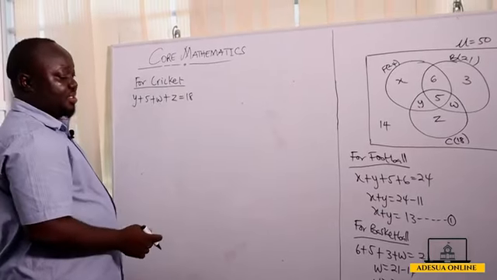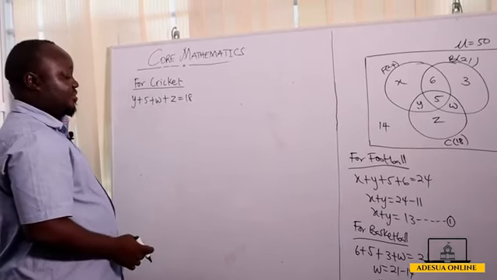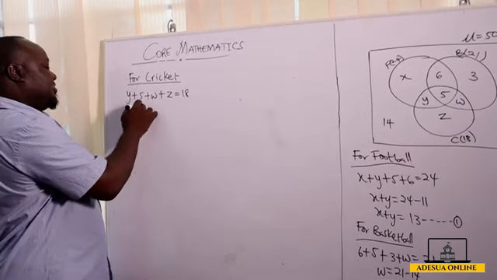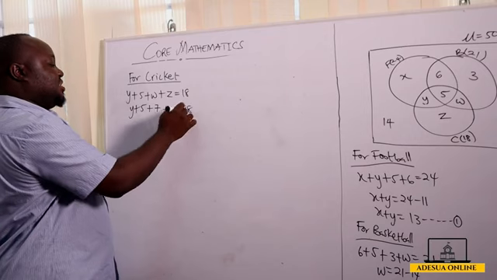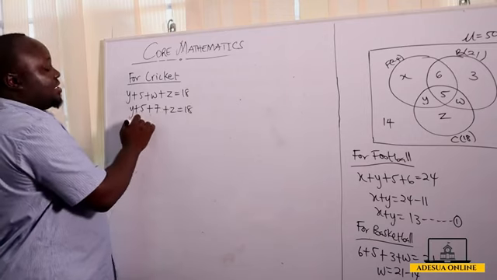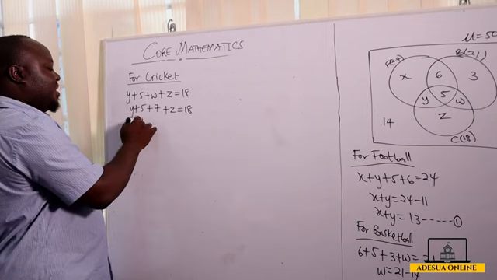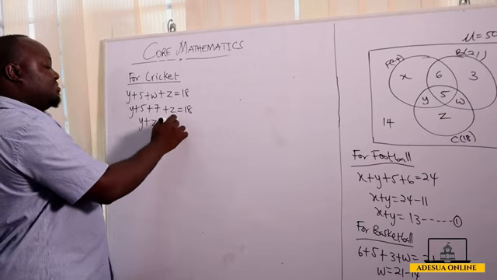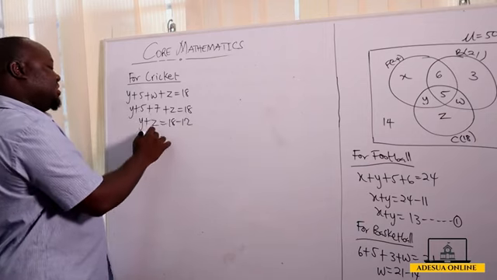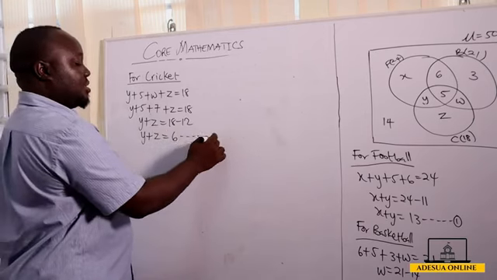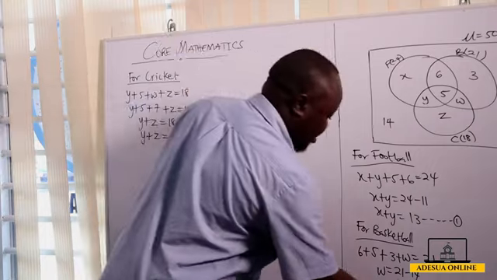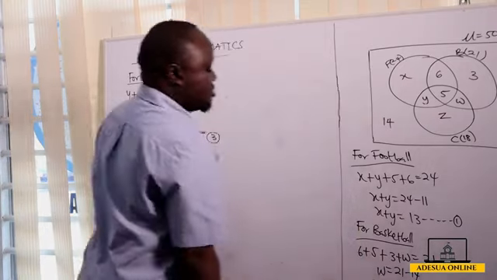But we know our w is equal to 7. We know the exact value of w. So we have y plus 5 plus 7 plus z is equal to 18. 5 plus 7 is 12, so we have y plus z is equal to 18 minus 12. y plus z is equal to 6. I call this equation 3. This is my equation 2.